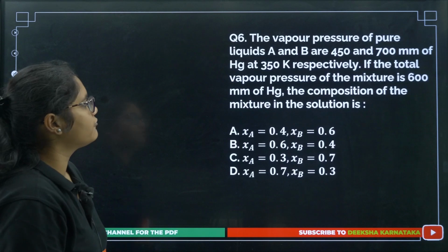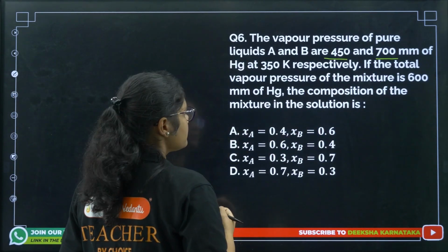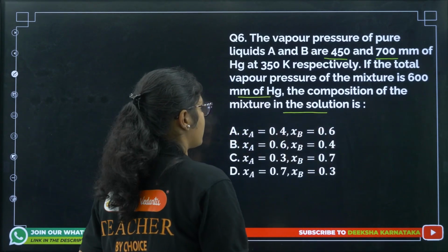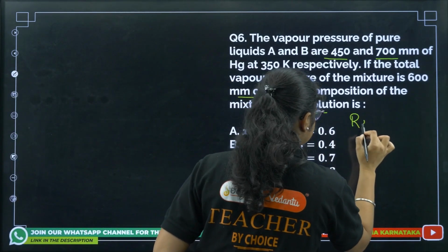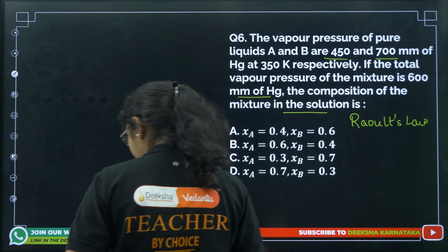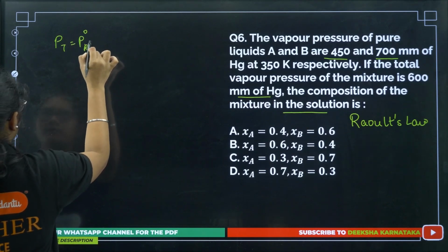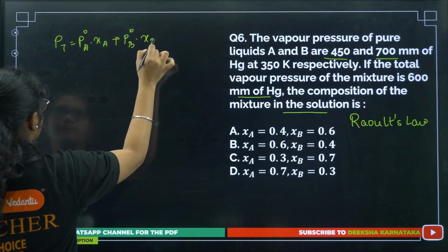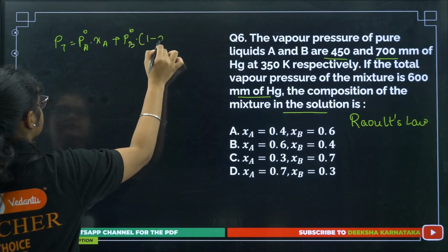Next, the vapor pressure of pure liquid A and B are 450 and 700 mm of Hg. If the total vapor pressure of the mixture is 600, then what is the composition? Okay, so this is also from Raoult's law, right? So what's the formula for Raoult's law? P total is equal to P naught A into XA plus P naught B into XB. Now XB can also be written as 1 minus XA.